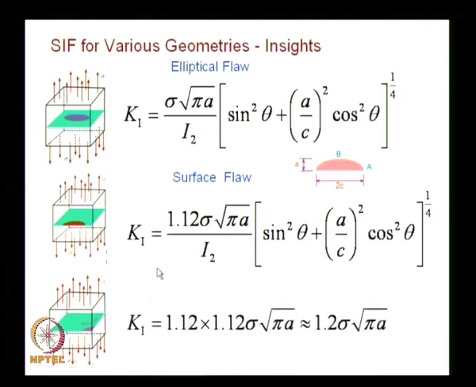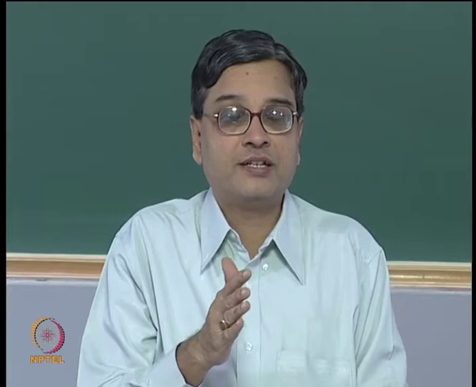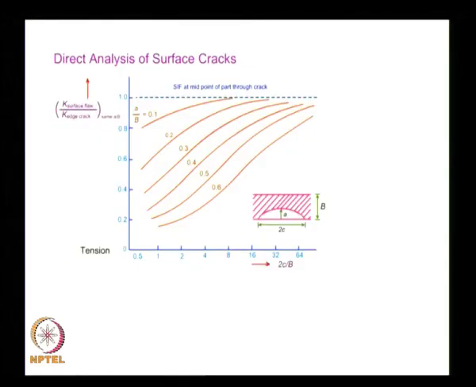So, from this starting point, people have arrived at solutions for various other crack geometries, and whatever the conclusion that they have arrived at is supported by experimental observation. And there was also parallel numerical effort. And what was the numerical effort? We saw direct analysis of surface cracks. And how do you interpret this figure? You have a crack which is having a depth a and length 2c, and you also have a ratio a by b, and a by b is increasing here.